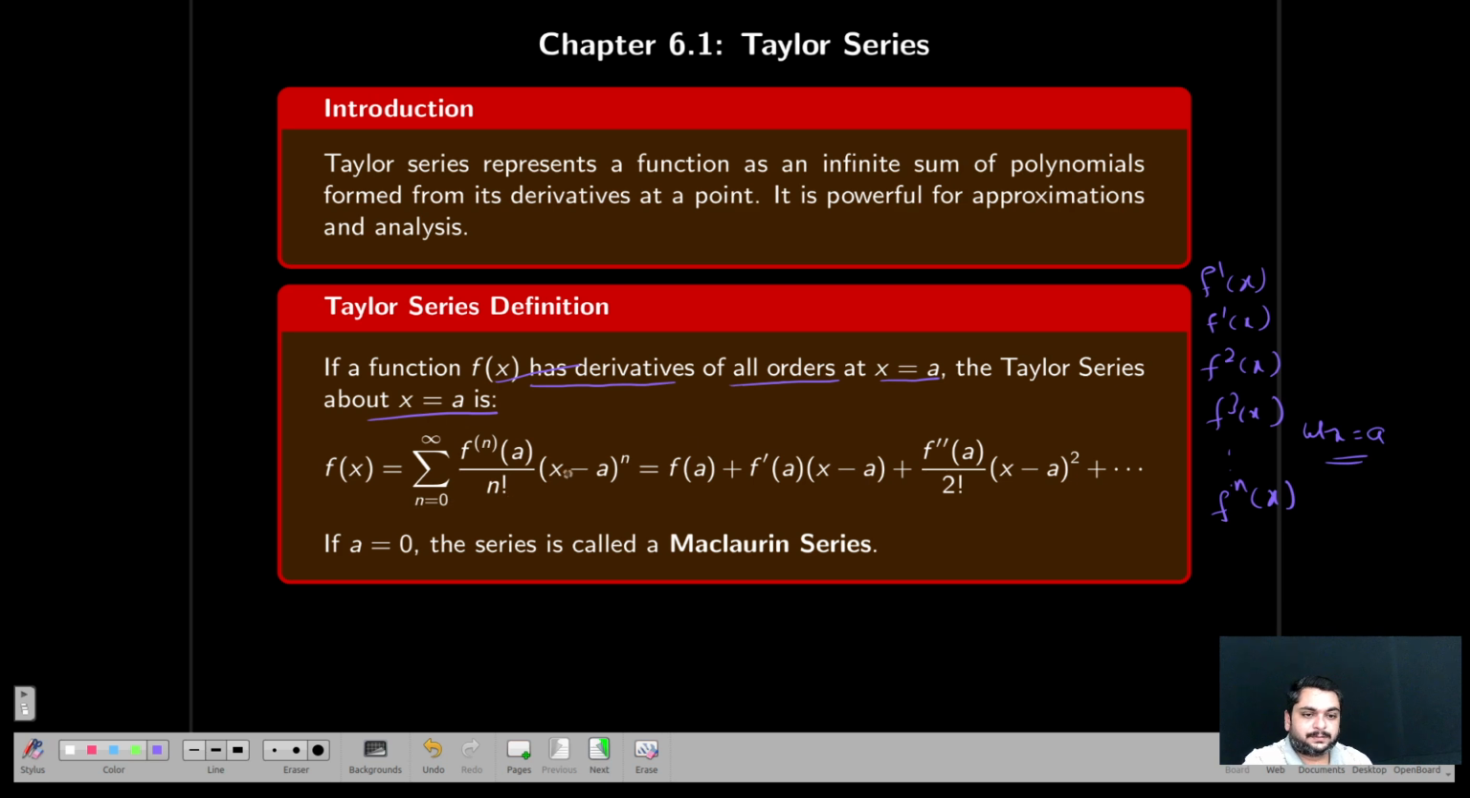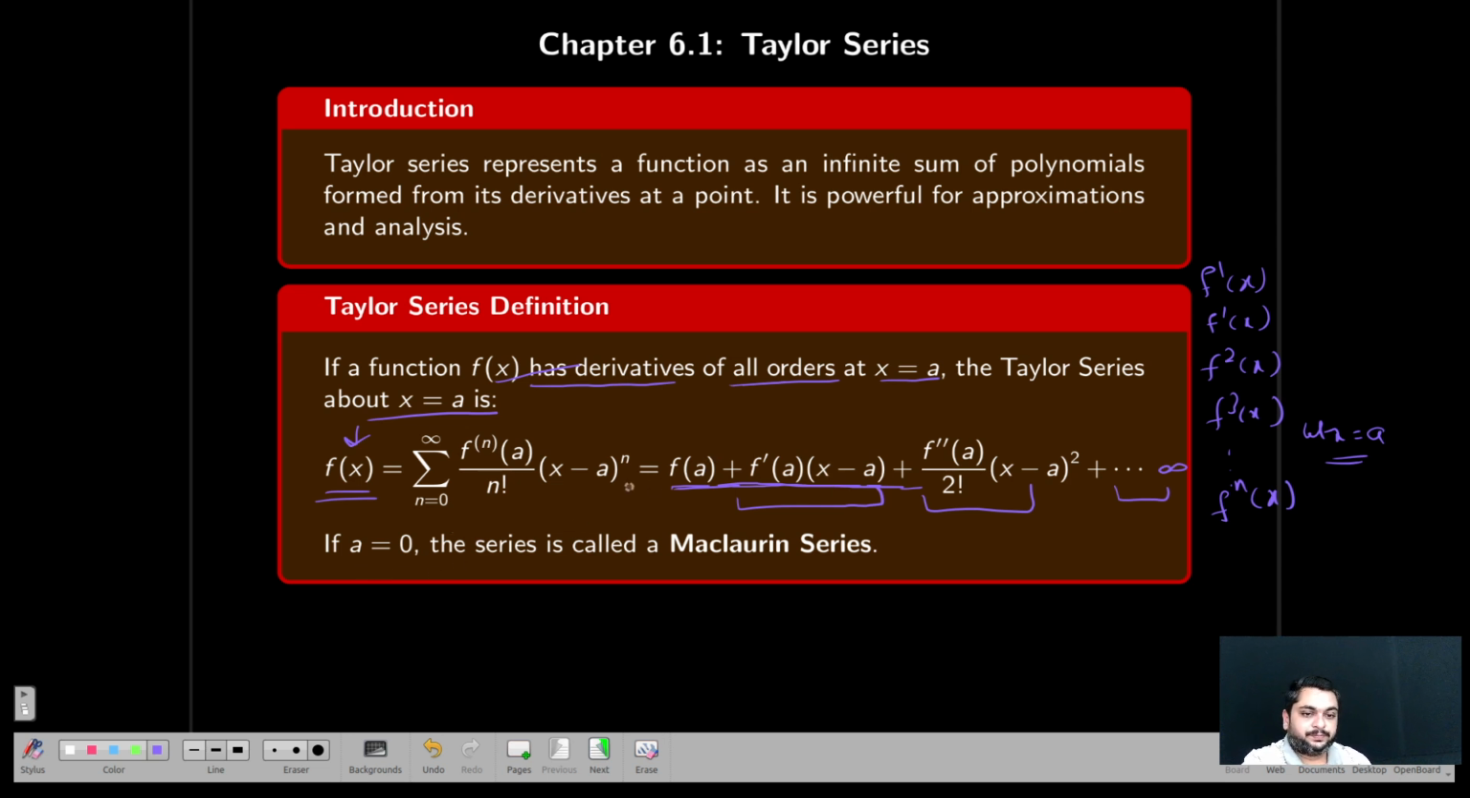Then it is given as f of a plus f dash of a into x minus a, plus the second derivative divided by 2 factorial into x minus a whole square, plus so on. So this is actually the polynomial conversion of your given function f of x. Any given function can be converted into a polynomial function like this, as you go on adding each polynomial term: first differential, second differential, third differential, till infinity, you will get back your original f of x. So you are converting any type of function into a polynomial function.